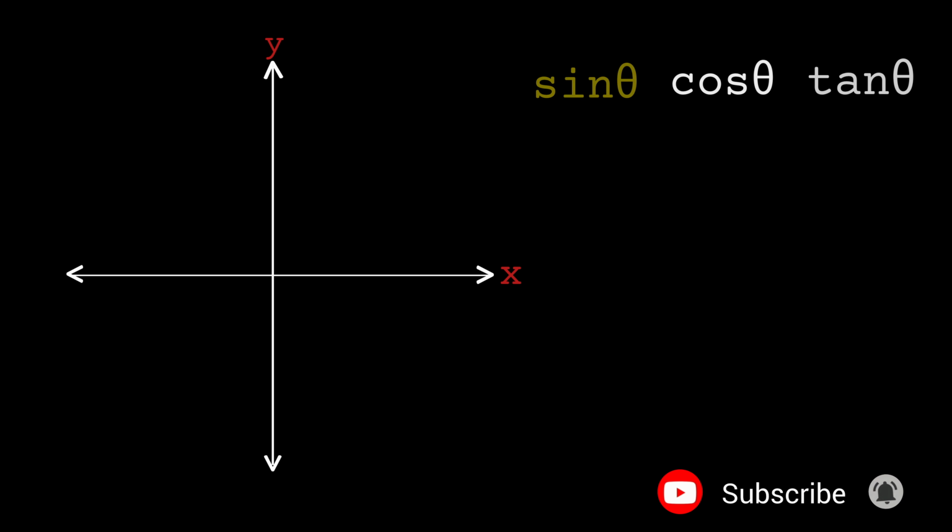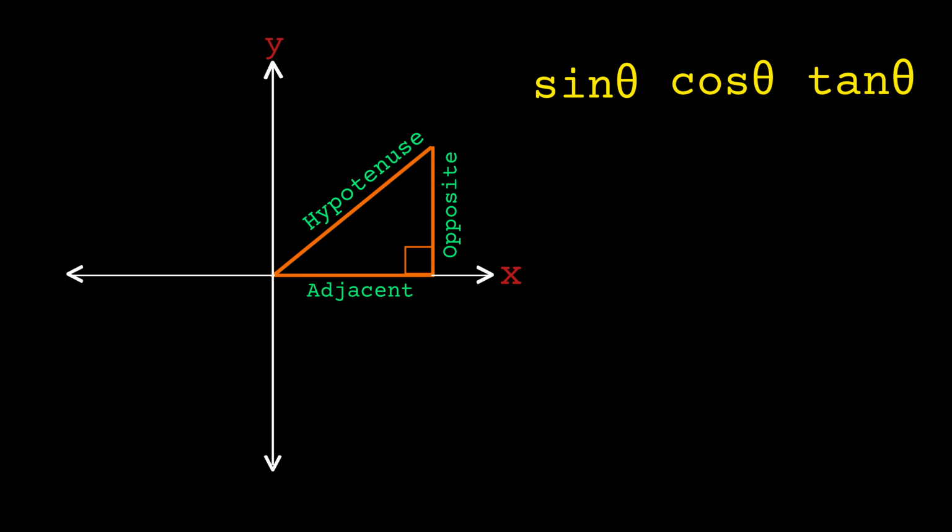Hi guys, today we are focusing on the three commonly used trigonometric functions, which are sine, cosine, also known as cos, and tangent, also known as tan. Now we are relating these trigonometric functions with an angle theta, so we're going to have sine theta, cos theta, and tan theta.